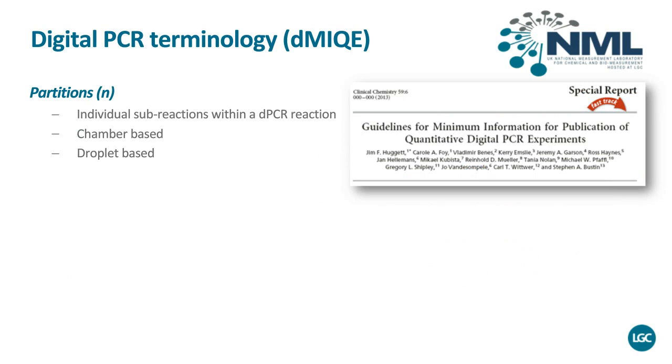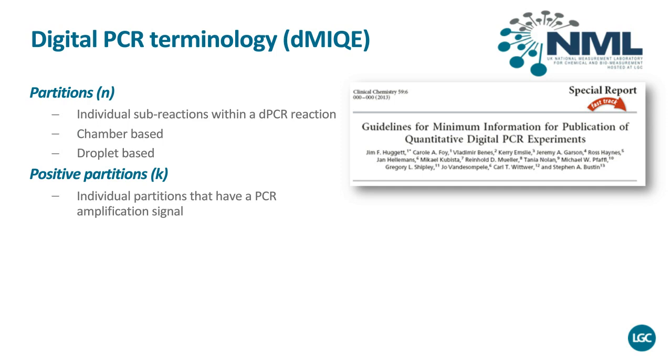So at this point, I just want to go through some of the terminology that I'm going to use, just so you're aware of what I'm referring to. So we have the term partition. This is often given the symbol little n, and these are those individual subreactions within the digital PCR reaction. There's two main ways that this is done. There's either a chamber-based method where you have a prefabricated single-use consumable, and within that there are physical partitions that the digital reaction is subdivided into. The alternative is then the droplet-based, so this is where you generate water and oil emulsions to create those partitions.